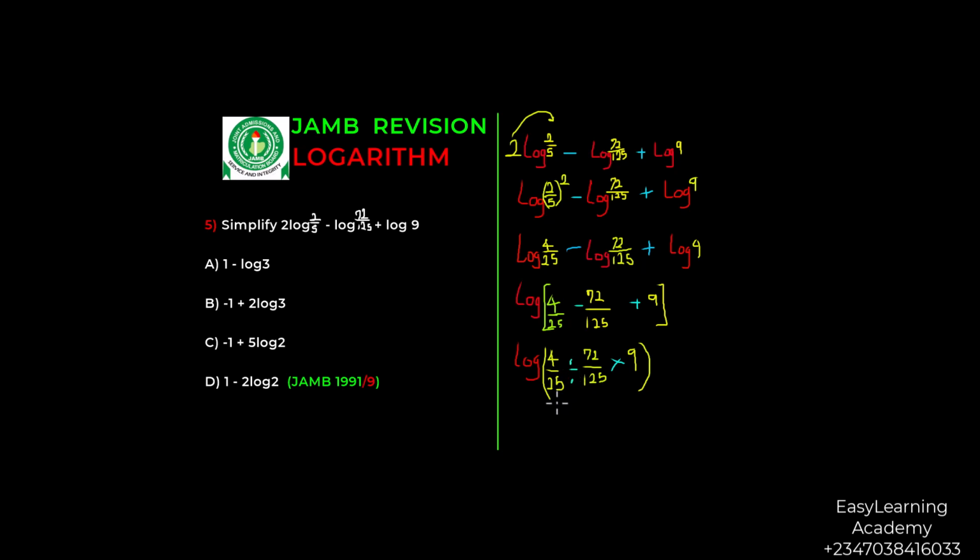For us to solve this, we still need to bring down 4 over 25, and bring down our log, with the brackets affecting everything. Now where we have this division sign, we're going to change it to multiplication so we can solve it out. When we change it to a multiplication sign, something happens: we reverse the fraction. The denominator becomes the numerator, and the numerator becomes the denominator.